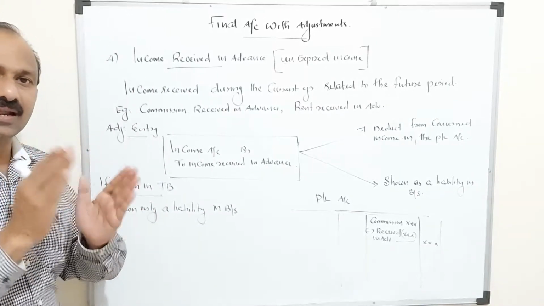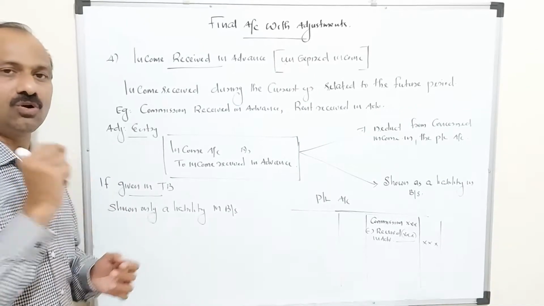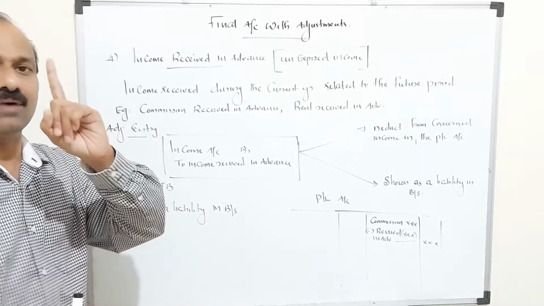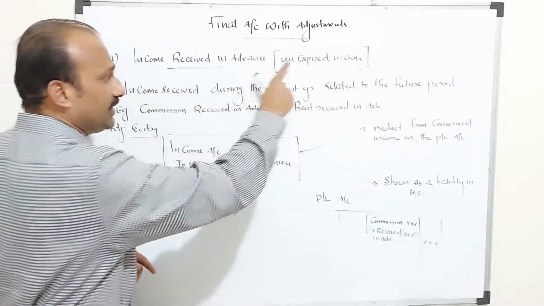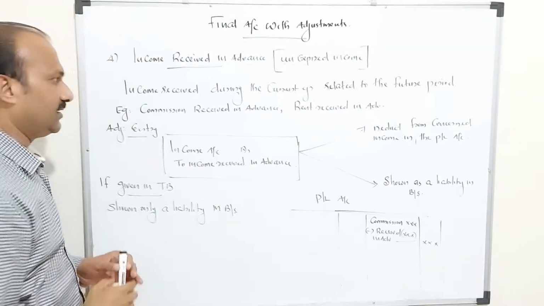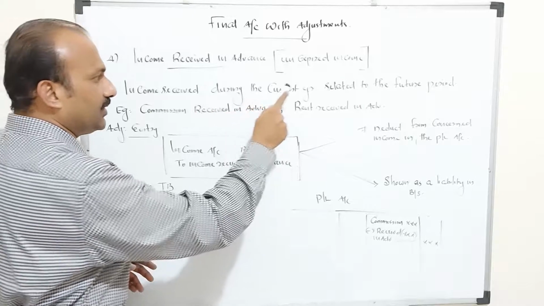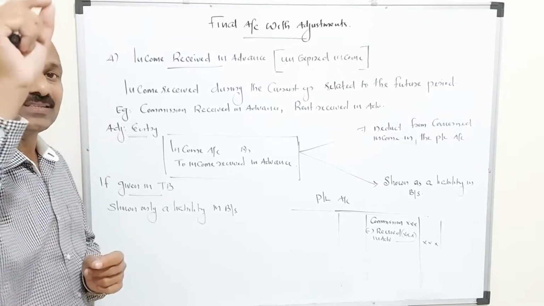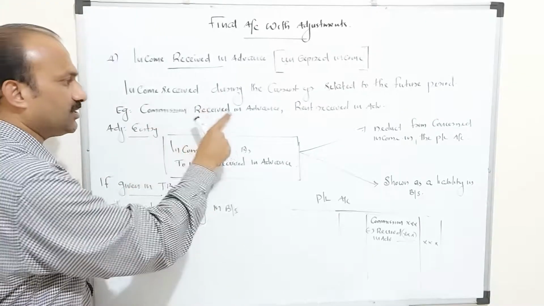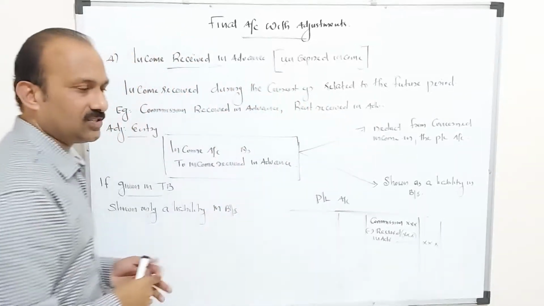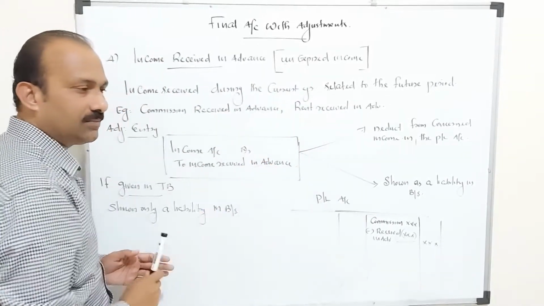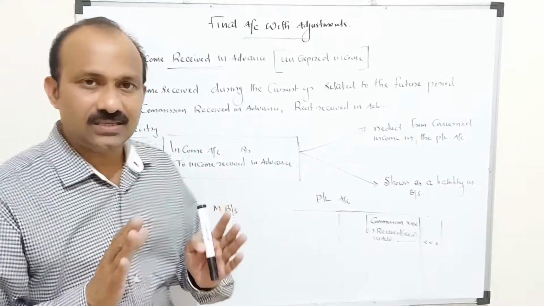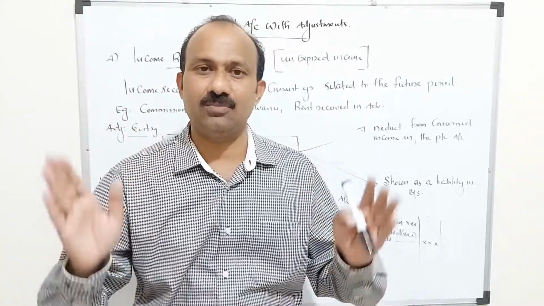Sometimes if it is given in the trial balance, it will be shown only on the liability side of the balance sheet. Income received in advance is otherwise known as unexpired income. It is income received during the current year related to a future period, only some portion of the income related to the next year or the next period. For example, commission received in advance and rent received in advance. What is the treatment? Deducted from the concerned income and shown as a liability in the balance sheet. If it is given in the trial balance, you can show it only on the liability side of the balance sheet.